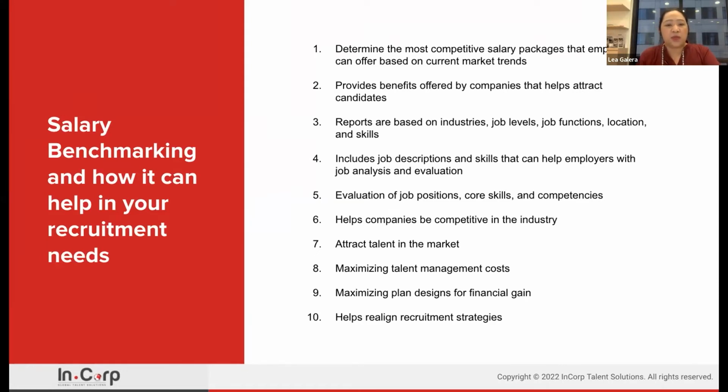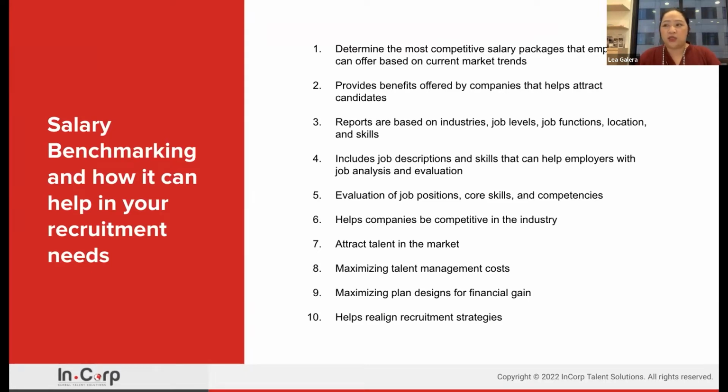These are also reports based on industries, job levels, job functions, locations, and skills. So it's pretty much targeted to what exactly you need. It also includes job descriptions and skills that can help employers with their job analysis and job evaluations. It also provides evaluation of different job positions, core skills, and competencies. And it can also help companies be competitive. Again, you need to put yourselves in front of everybody. It helps attract talent in the market, maximizing your talent management costs and maximizing plan designs for financial gains. And lastly, it also helps realign your recruitment strategies.